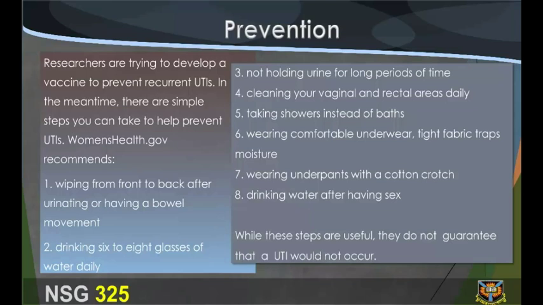Womenshealth.gov recommends wiping from front to back after urinating or having a bowel movement, drinking 6 to 8 glasses of water daily, not holding urine for long periods of time, cleaning your vaginal and rectal areas daily, taking showers instead of baths, wearing comfortable underwear, as tight fabric traps moisture, wearing underpants with a cotton crotch, and drinking water after having sex. While these steps are useful, they do not guarantee that a UTI would not occur.